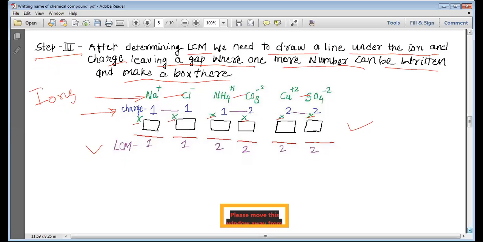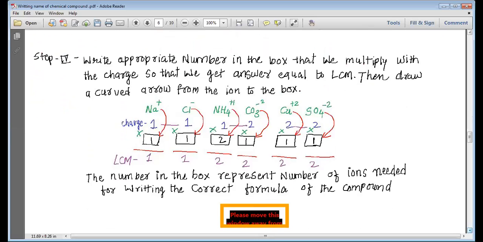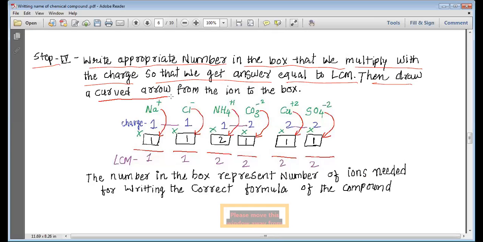Now let's move to step number 4. In the fourth step, my dear students, write an appropriate number in the box that we multiply with the charge so that we get the answer equal to the LCM. Then draw a curved arrow from the ion to the box.